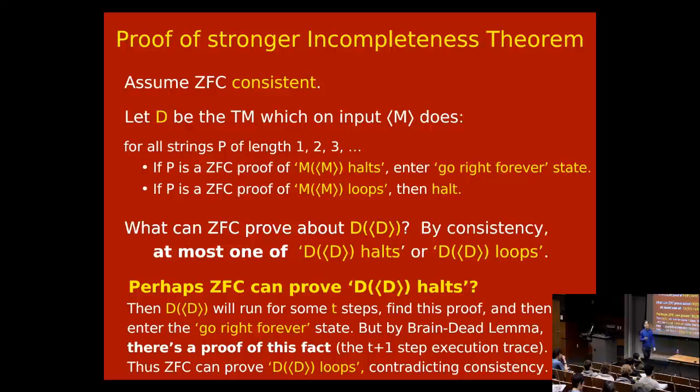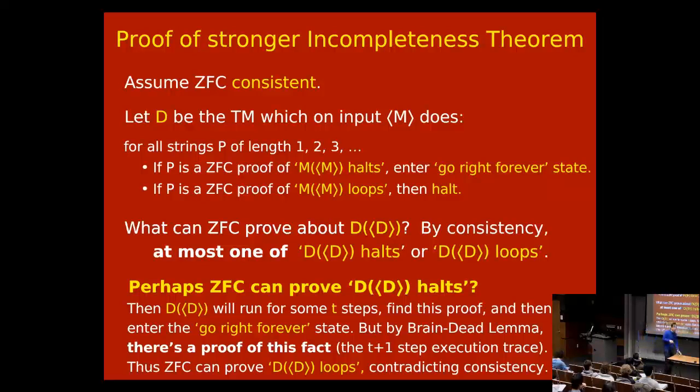So it's not the case that D of D halts. It actually loops, but it loops for a trivial reason. It runs for a finite amount of time, t steps, and then gets into this go-right-forever state, which is like an obvious infinite loop. So I'm using the brain-dead lemma here in a slightly more subtle way.